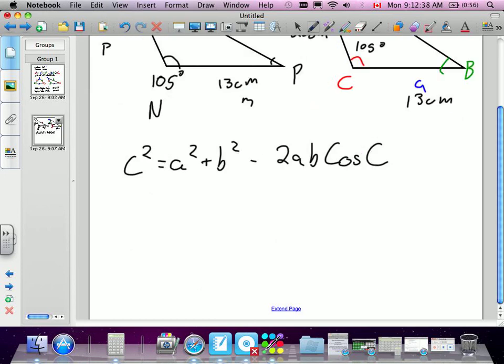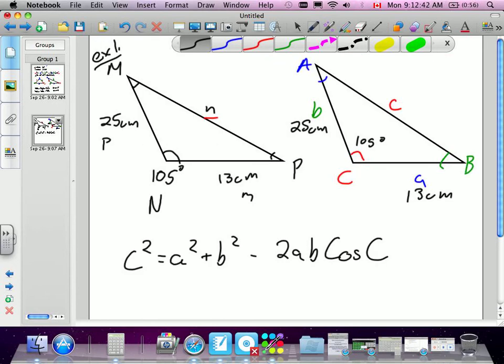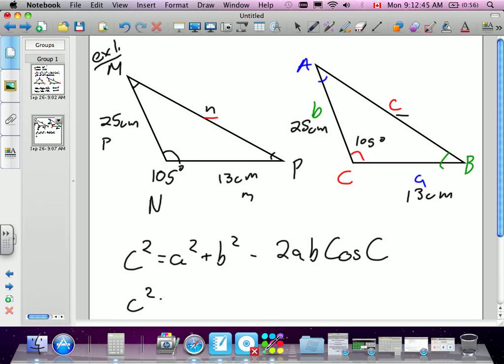So, our side c, do we know how long it is? No, we don't, so we're going to keep it as c squared. Side a, how long was side a? Side a was 13 centimeters, so we're going to plug that in for the a in the equation, so we get 13 squared plus, how long was side b? 25, so we're going to plug that value in for the b in the equation. So we get 25 squared minus, the number 2 stays the same.